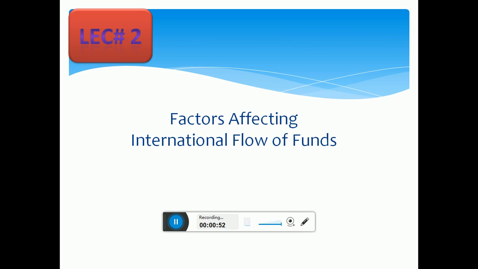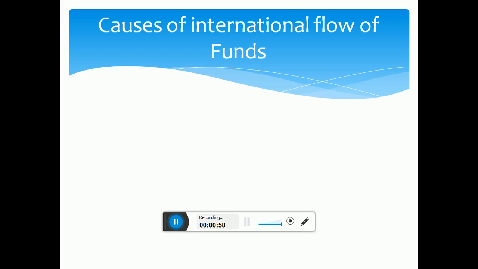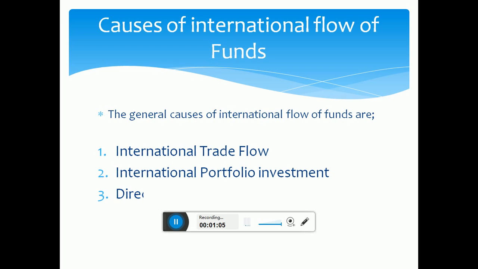After that, we discussed balance of payment accounting. Today we are going to discuss factors affecting international flow of funds. Now, causes of international flow of funds. There are three main causes of international flow of funds. Why are funds flowing out of the country and coming into the country?